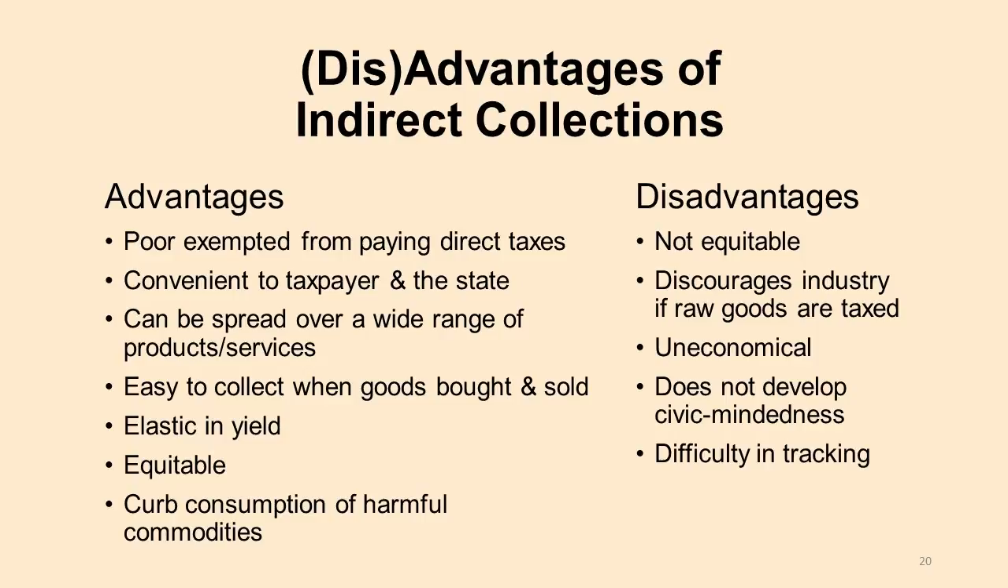We could say that an indirect collection disadvantages industry if industry has to pay for the raw products. So you can see that there might be times when we want to charge a tax or an excise, and sometimes when we might not. There's an argument that indirect collections are uneconomical because we have more steps.